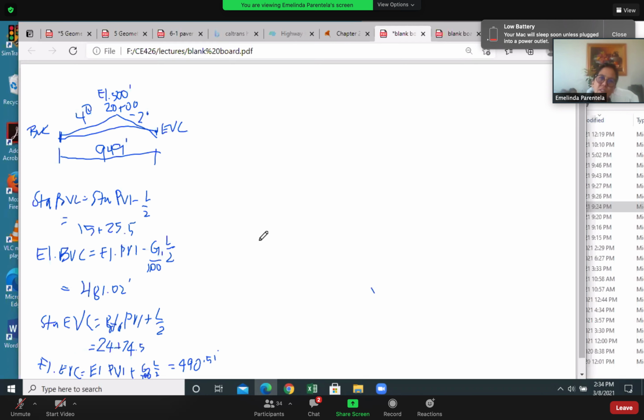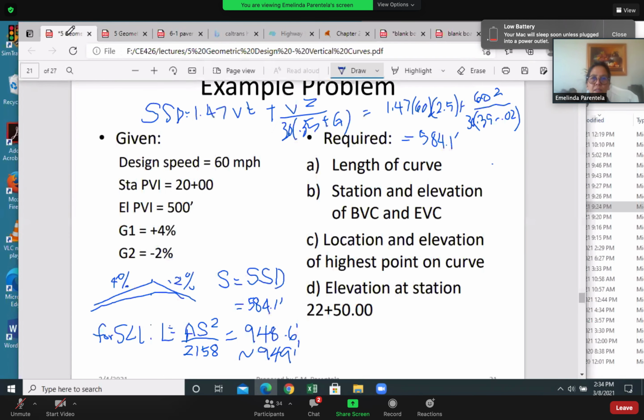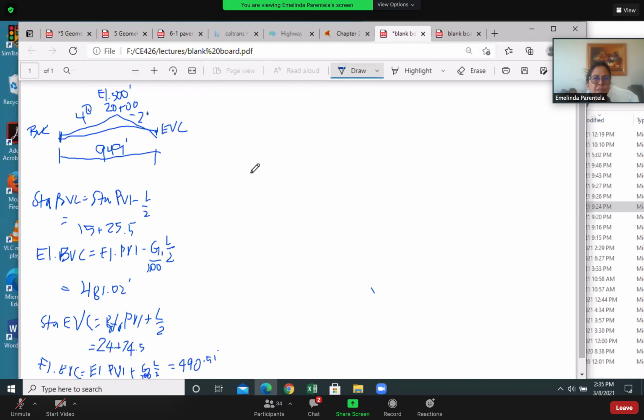Is there any other question? Thank you for those questions. So now we get that. It's important to establish this because that will be our next step. Our next step would be to determine the location and elevation of the highest point on the curve. So this is the location of the highest point.